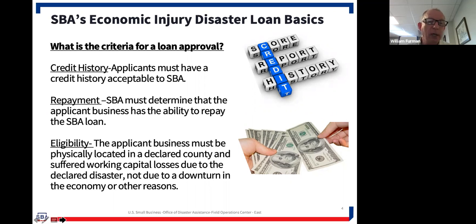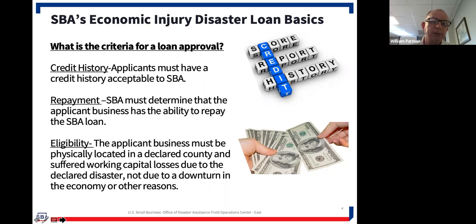Now, repayment, that's another big one. There's some confusion on this one as well. I've had several calls from people asking me how they can repay a loan when their business is not even open. SBA is not looking at what your situation is today at this moment. What they're looking at is what your repayment was prior to the event. If you were profitable prior to the event, if you had cash flow, if you had debt service coverage, you would be considered to have repayment today.